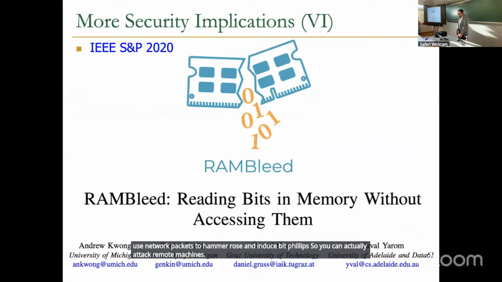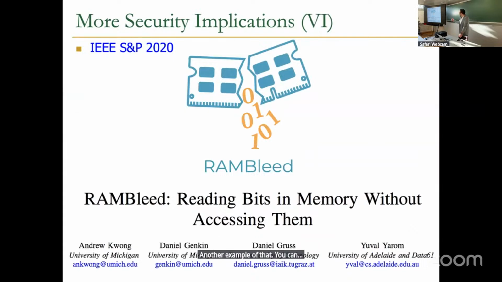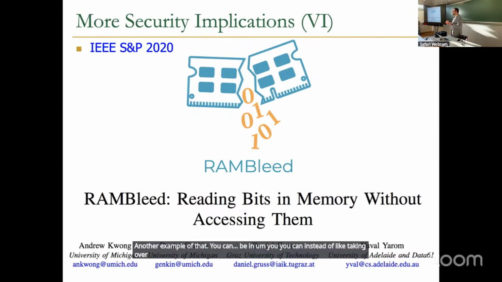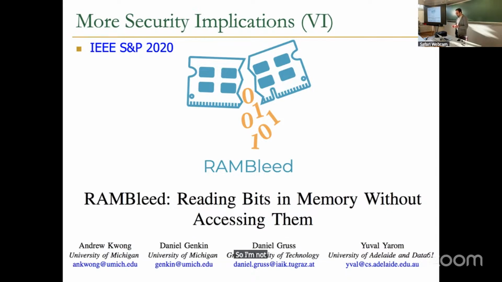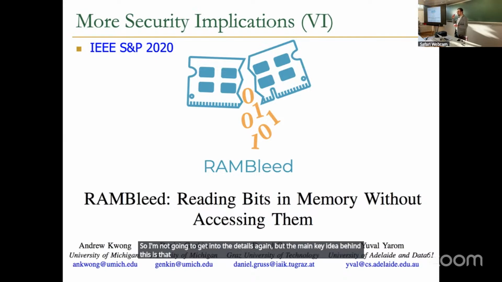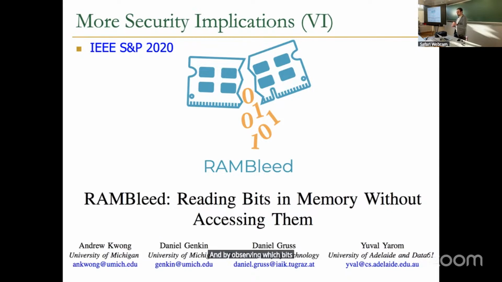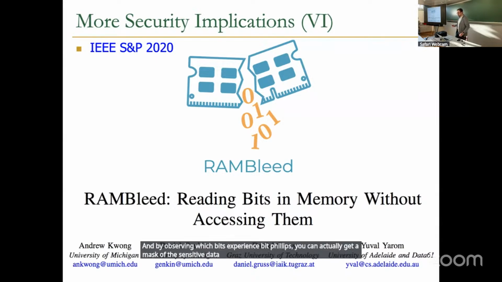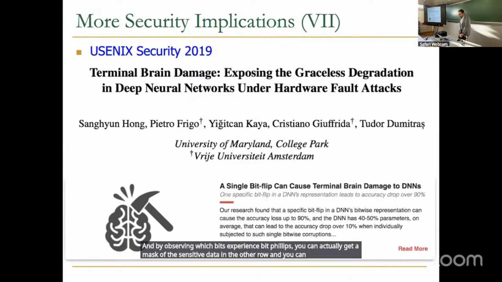Another example of that: instead of taking over the system, you can silently steal some information by using RowHammer. So I'm not going to get into details again, but the main key idea behind this is that RowHammer vulnerability is quite sensitive to the data pattern you put there. And by observing which bits experience bit flips, you can actually get a mask of the sensitive data in the other row, and you can actually steal some information by exploiting that.